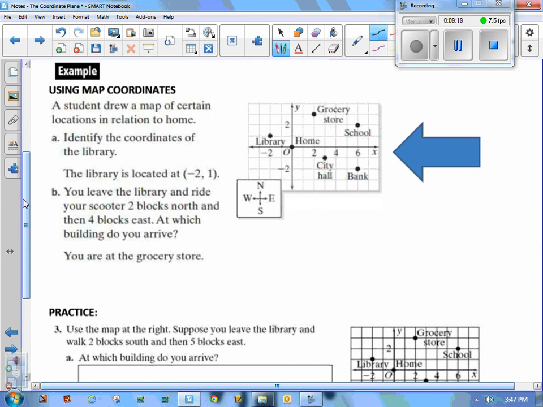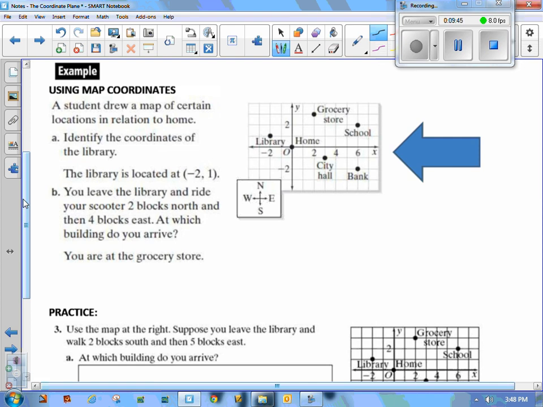Now we're going to talk about using map coordinates. The coordinate plane, you may have done this a little bit in social studies when you are working with longitude and latitude, or when you're reading a map in an atlas. This can help you, and here we're just using the very basics of it to help read coordinates and find points on a coordinate plane.